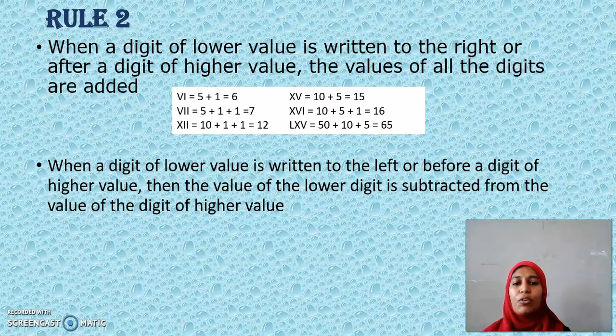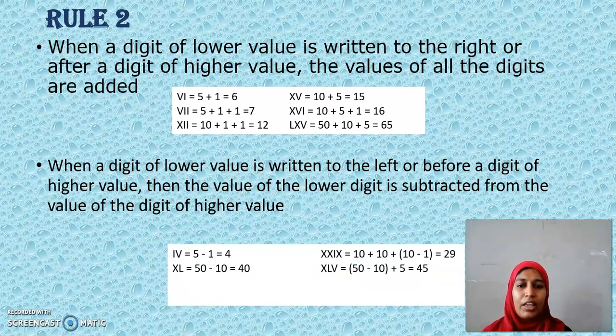Let us see a few examples. IV. The value of I is lower when compared to the value of V, and it is placed left to the higher value symbol. So I have to subtract the values of I and V. So I have 5 minus 1 to be 4. So IV stands for 4.